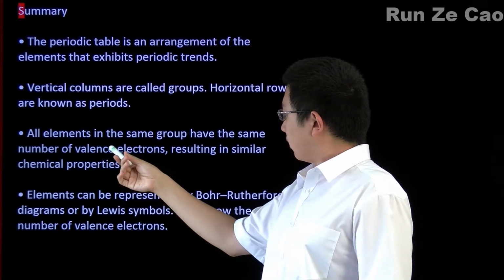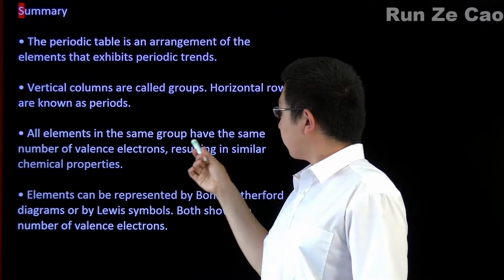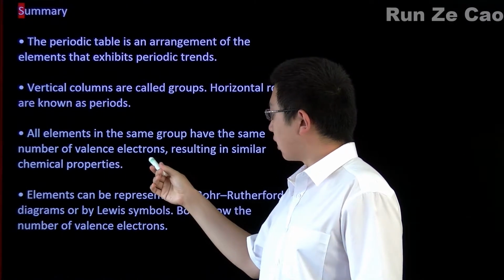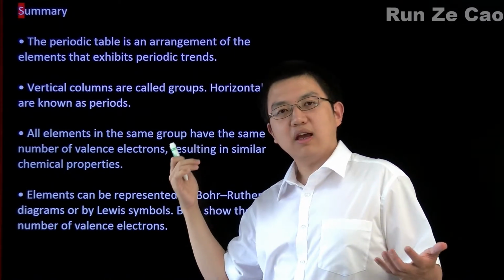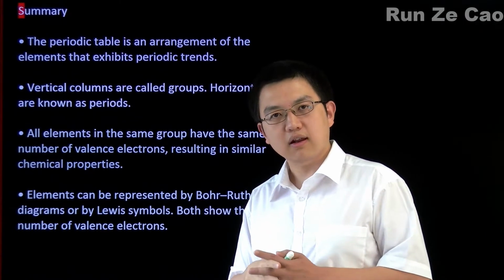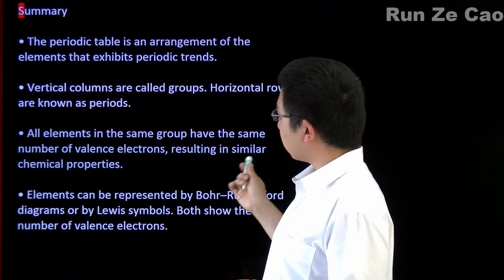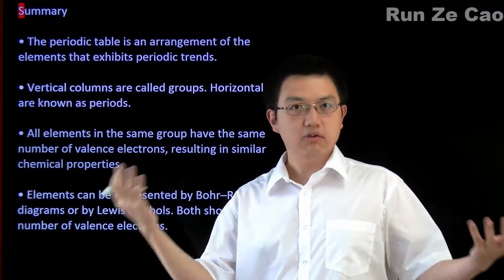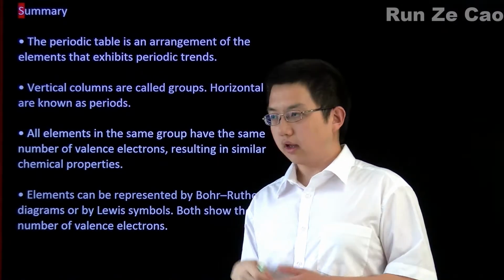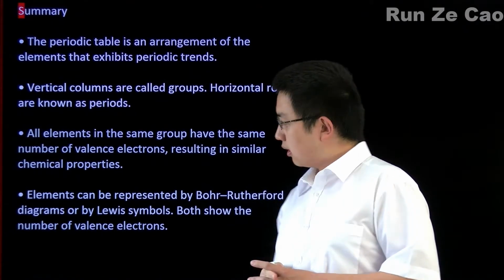So, all elements in the same group have the same number of valence electrons. Didn't we just mention that valence electrons are the main things that are involved in chemical reactions? Well then, they have similar chemical properties, so similar reactivity and such. Okay, that makes sense, right?